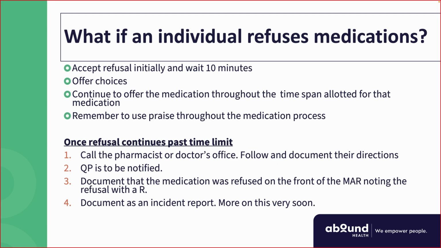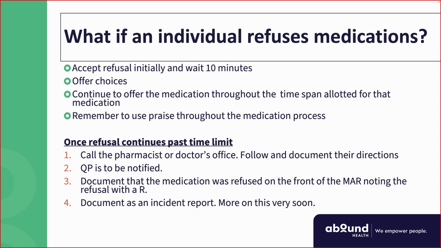Hi, guys. We're going to go over what happens if an individual refuses medication. The DSP wants to accept refusal initially and wait 10 minutes, then offer choices. Do they want to take it after they finish their breakfast, or with apple juice instead of Gatorade? So you give them choices. Continue to offer the medication throughout the time allowed, which is an hour before and an hour after. Remember to use praise throughout the medication process.